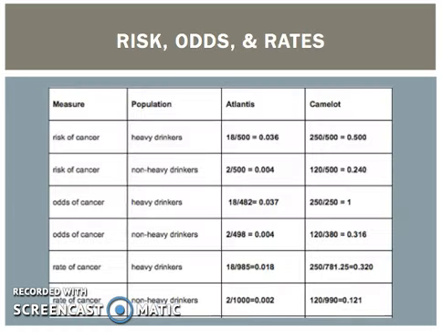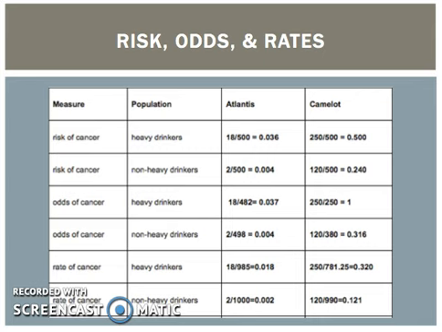Speaking of data, we're going to look at some right here. We're going to go over risk, odds, and rates. To calculate risk, you divide the number of individuals who drink heavily and do have stomach cancer, which is a value of 18, over the total population being studied, which is 500.